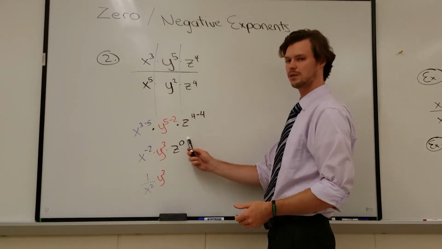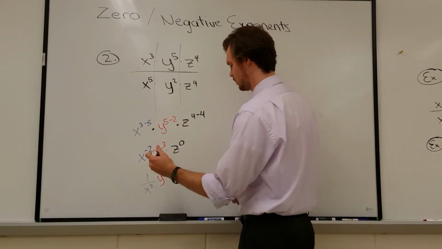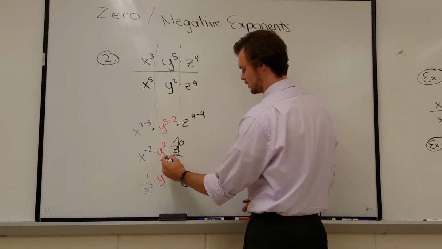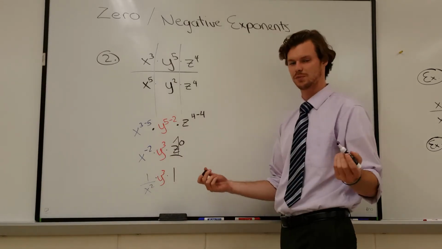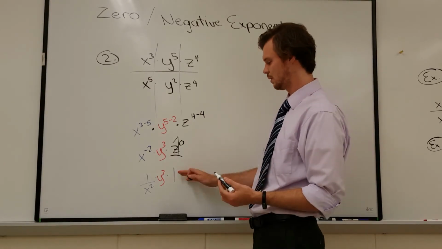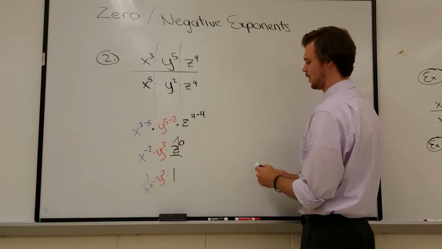z to the 0th power, we learned anything to the 0th power, anything to the power of none is equal to 1. So really, that's just a big 1. I mean, we could write multiply by 1, but multiplying by 1 doesn't do anything. So really, we don't need to write that at all. Look what we have here in blue and red. I'm going to write it bigger.